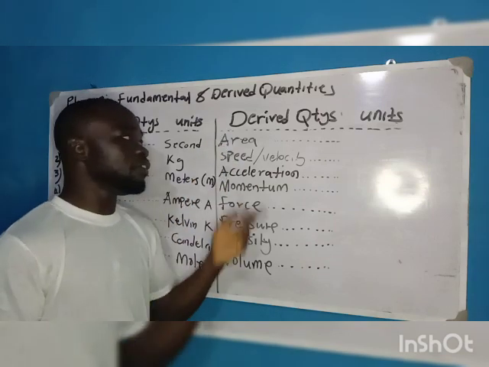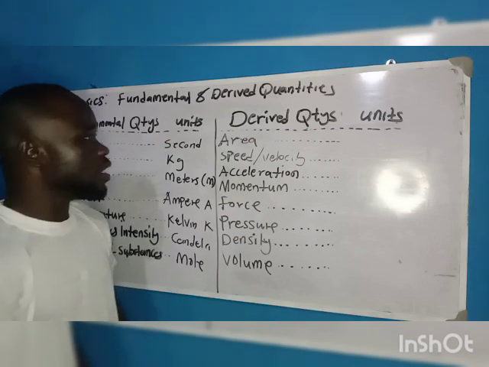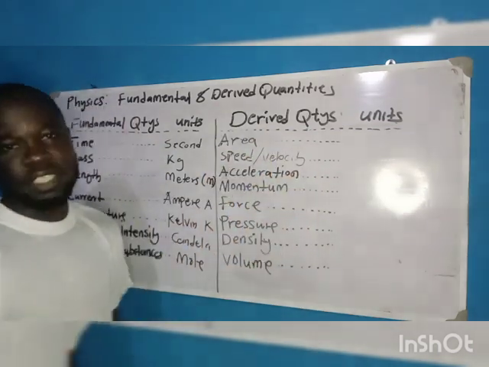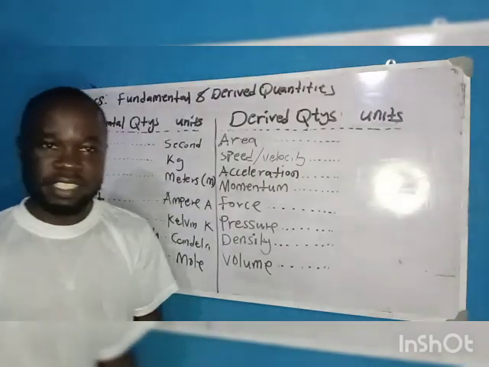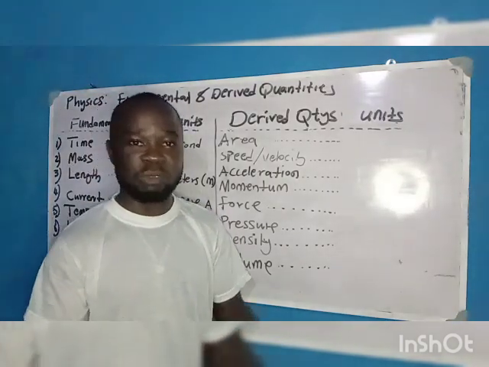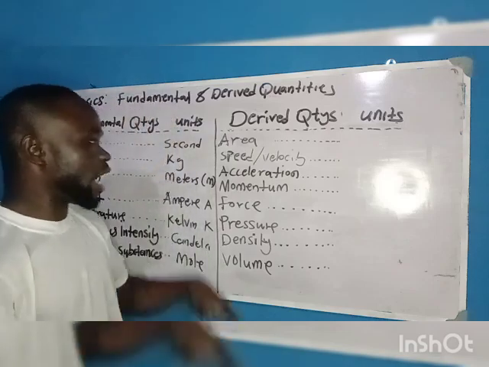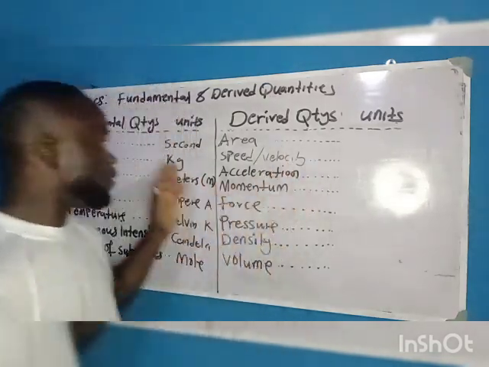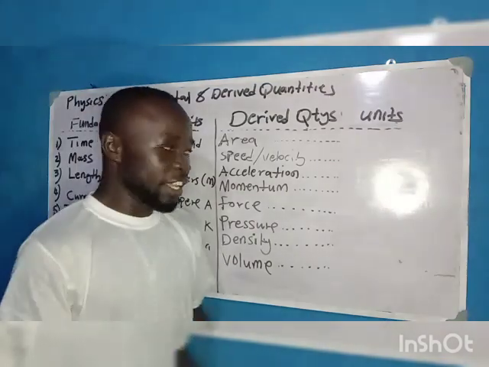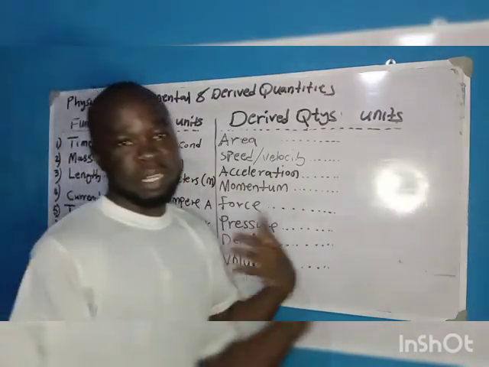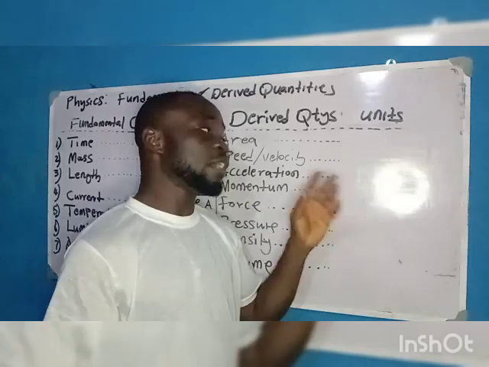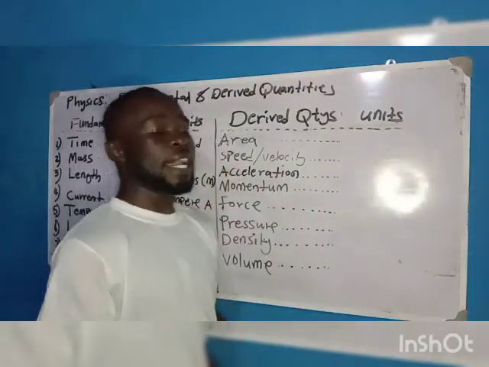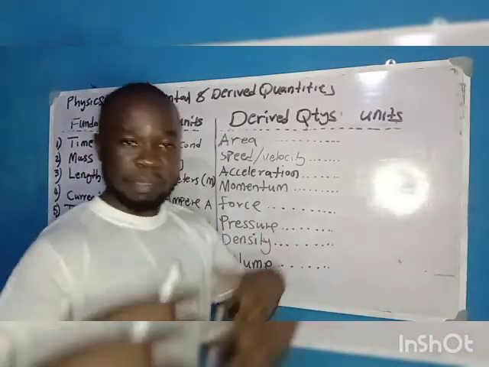On the other hand, we have derived quantities and units. So let's look at the units of derived quantities. And what are derived quantities? Derived quantities are those quantities that are dependent on others for them to form. That is, they cannot exist on themselves. They need the fundamental quantities to exist. It means that one or two of the fundamental quantities will have to combine for the derived quantities to be formed. So they are dependent quantities.